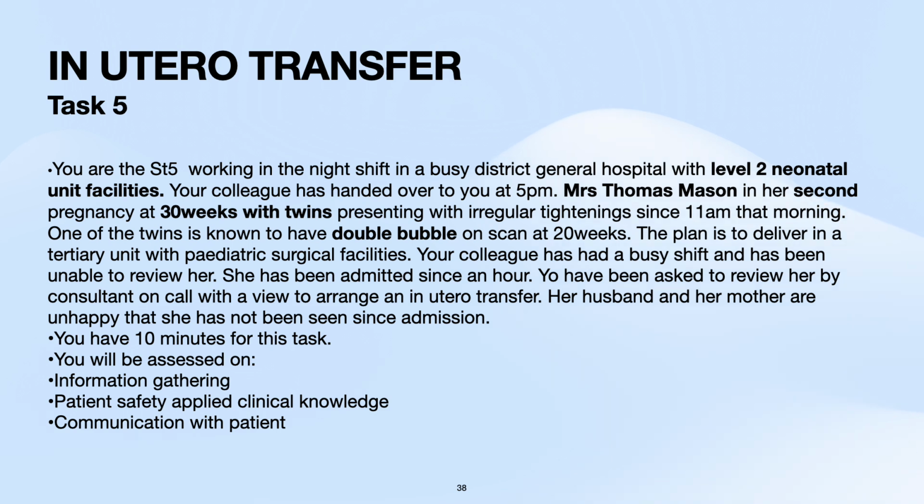So what are the key things we have to take into consideration while looking at the task? Here you know that you don't have tertiary facilities. She has a twin pregnancy, might be a case of preterm pains. On top of that, one of the twins has a double bubble sign. So what does the college expect from you in this station? This is not just a simple preterm task, but instead it is an in-utero transfer task. So your focus should be both on in-utero transfer and the preterm.